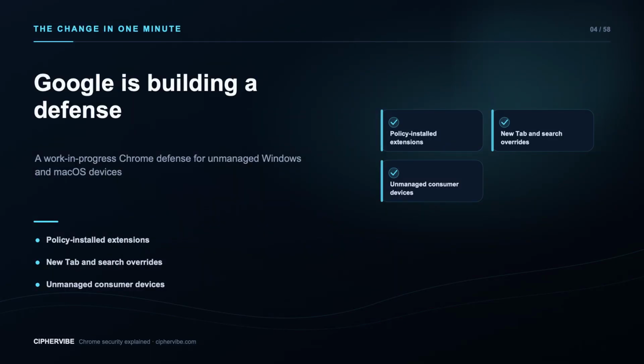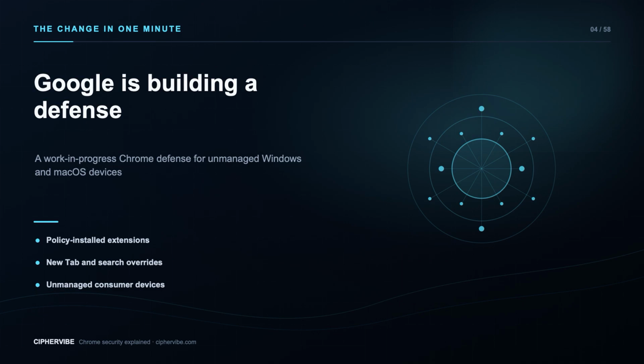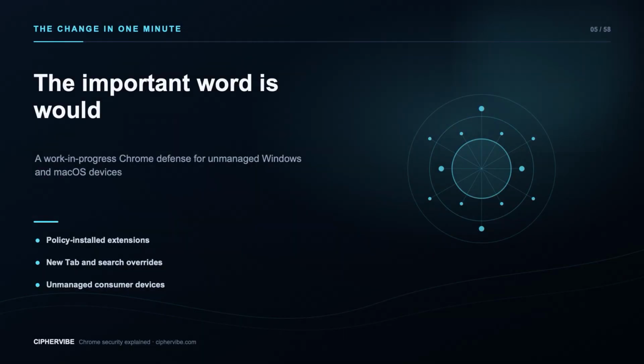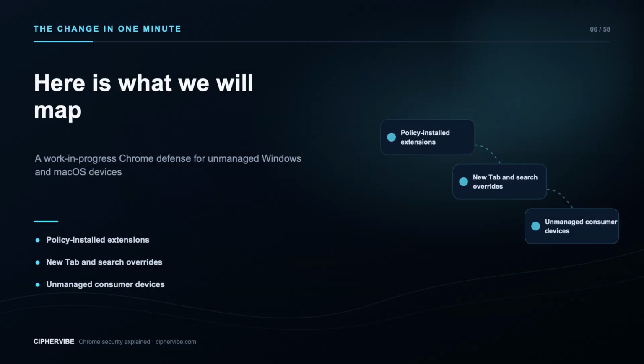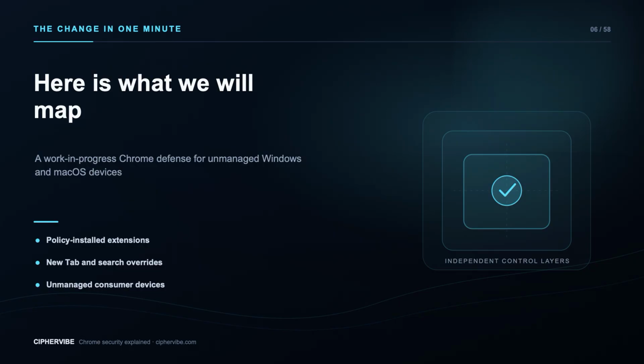A new Chromium change would block certain policy-installed extensions that override the new tab page or default search engine. As of August 2nd, 2026, the change is still work in progress and has not shipped in stable Chrome. We will trace the takeover, compare legitimate management with abuse, and finish with a safe cleanup checklist.